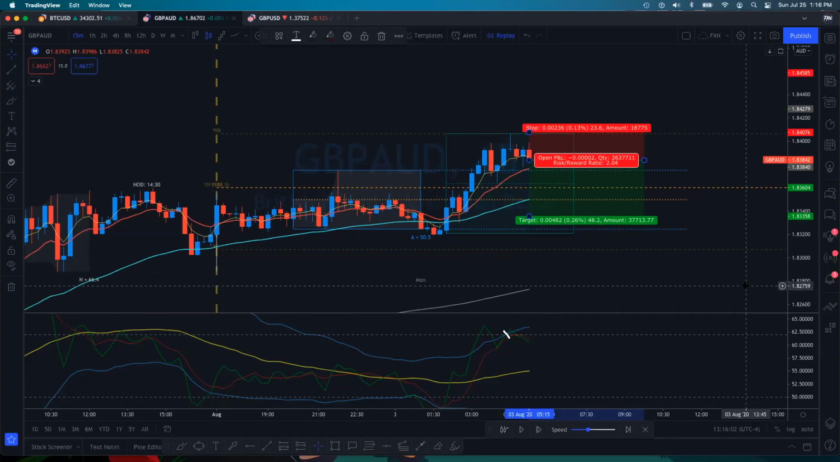And you have to remember as well that on pound AUD, the pip value is extremely high. So we're not asking it to do anything phenomenal or crazy. We're just asking it to do something normal.